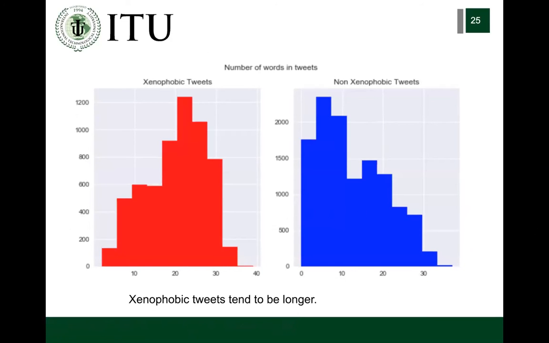And then we do some analysis. The first thing we notice is that xenophobic tweets tend to have more words. The red one is xenophobic tweets, and the blue one is non-xenophobic tweets. You can see that xenophobic tweets are around 20 words, and non-xenophobic tweets are much shorter than the xenophobic tweets.